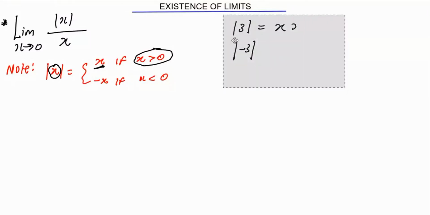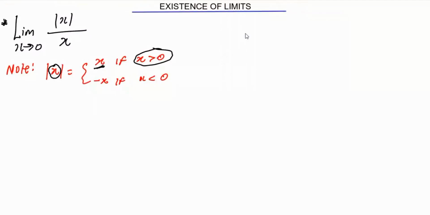Let me show you again. The absolute value of 3 will give me 3, because here 3 is greater than 0, so it returns that 3 back for me. But if I have the absolute value of minus 3, what will be my answer? My answer will still be 3. What happens? How is it becoming 3?